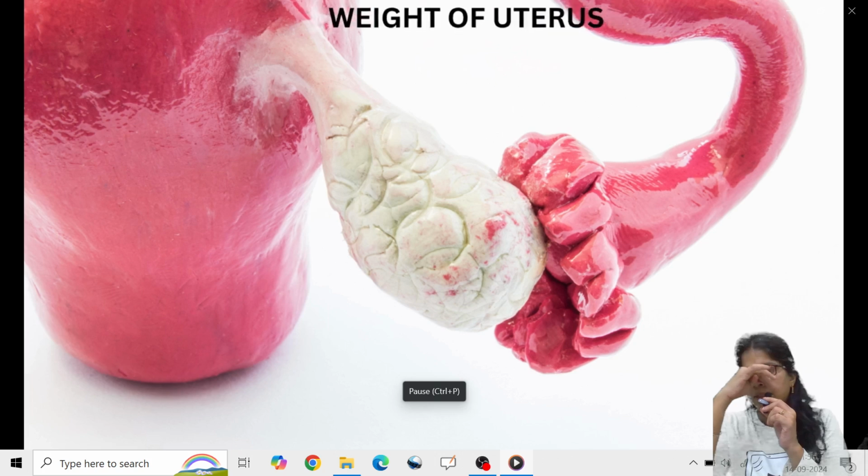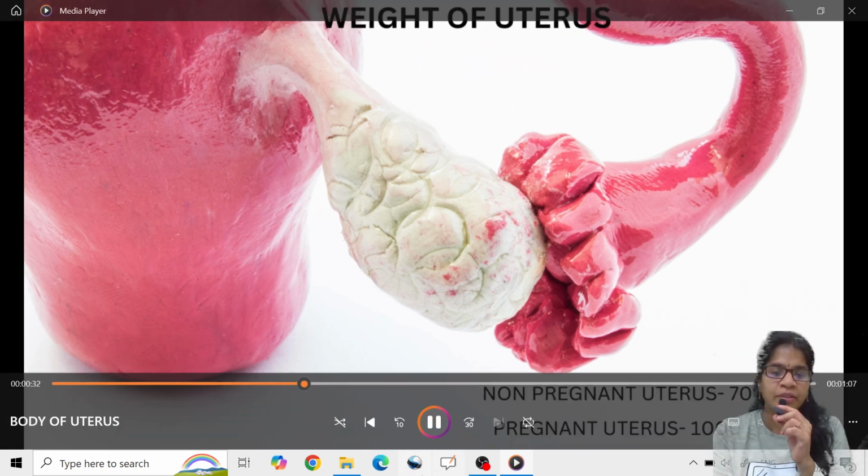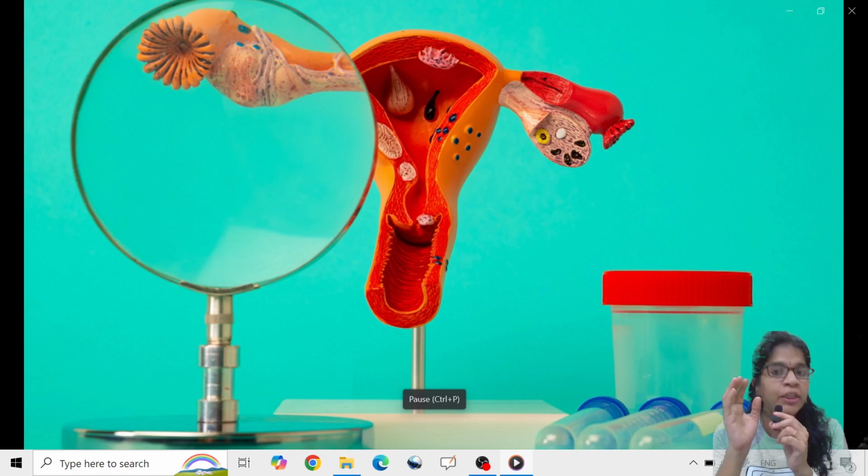So now let's see what the weight of the uterus is. These are general common questions that can be asked. So for a non-pregnant woman, the uterus measures around 70 grams, but for a pregnant uterus, as it is carrying a baby, it may go up to 1000 grams. Okay, so that is the weight of the uterus. I'm talking only about the weight of the uterus.